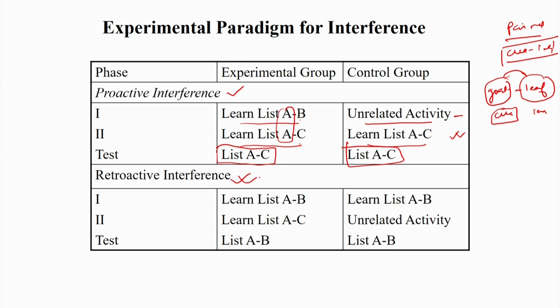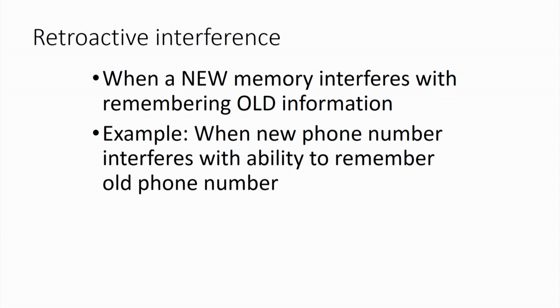In the retroactive interference paradigm, both groups learn list A B, but group 2 learns A C and the control group does not learn anything. What happens here is that the learning of this A C list interferes with the learning of the earlier list, and that is what retroactive and proactive interference is. So, let us quickly look into what these really mean.